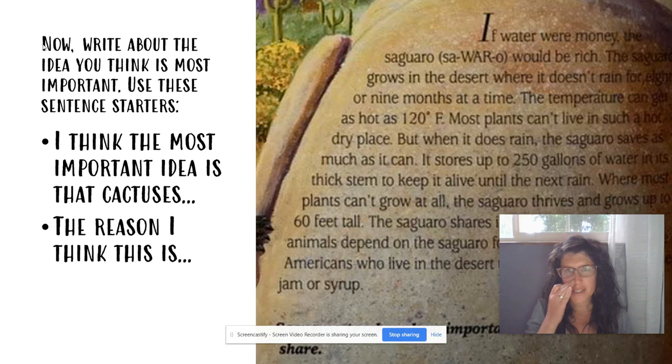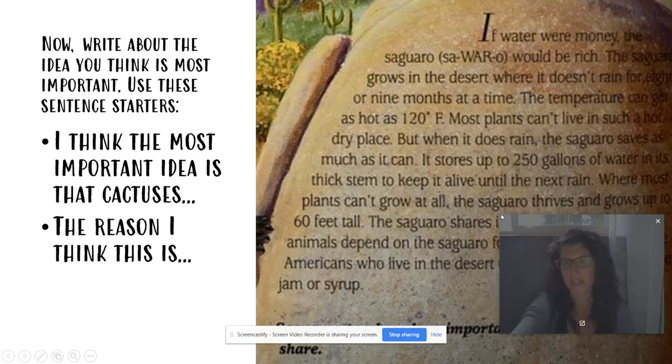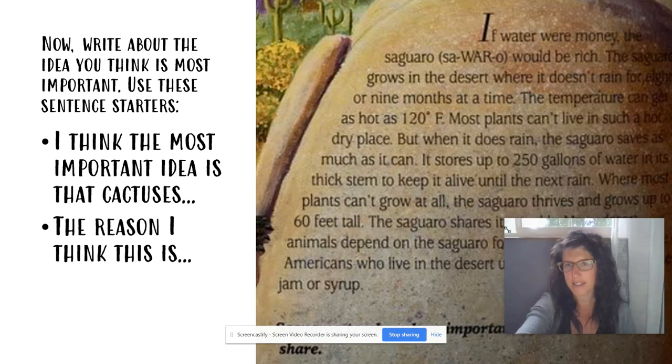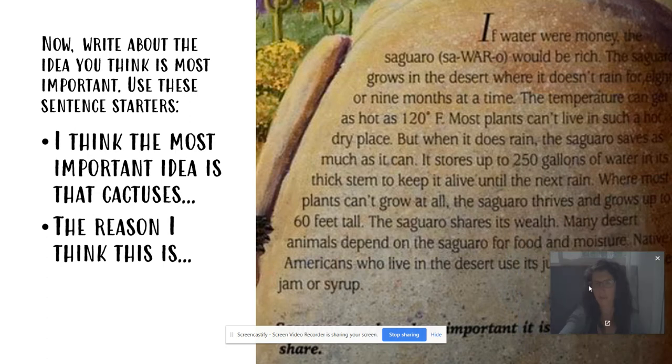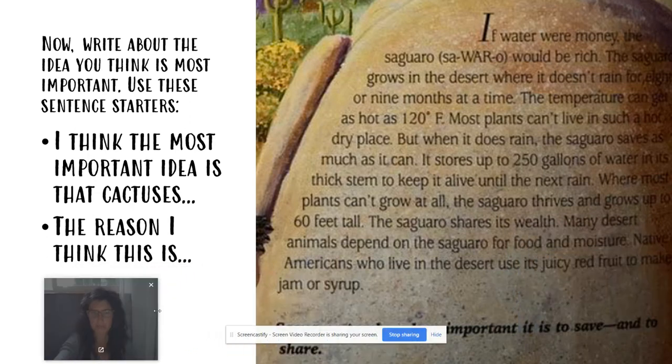Now, what I would like you to do is get out that paper and the thing you're going to write with, and write about that idea that you just said in the last slide, the idea that you think is the most important to remember from this page. And you can use these sentence starters right here to help you do your writing. So you can pause the video as soon as you want to and finish those sentences. I'll read them aloud to you once and then restart it once you've finished your writing.